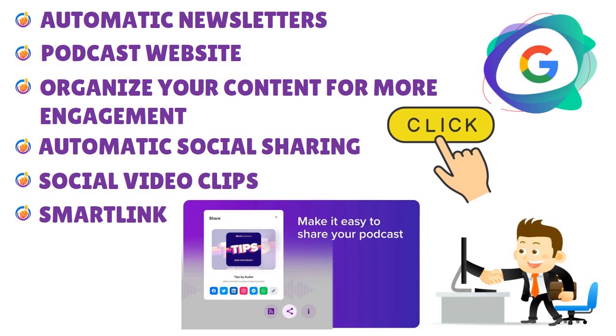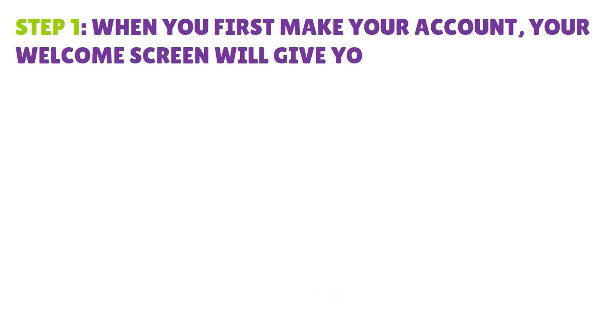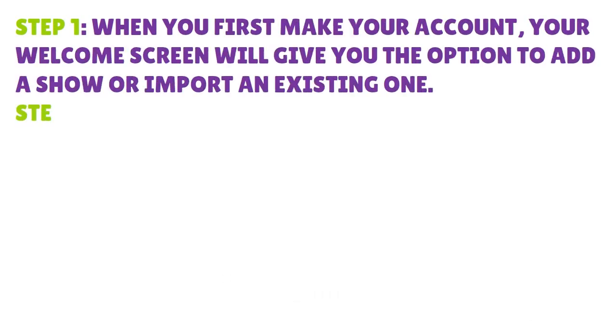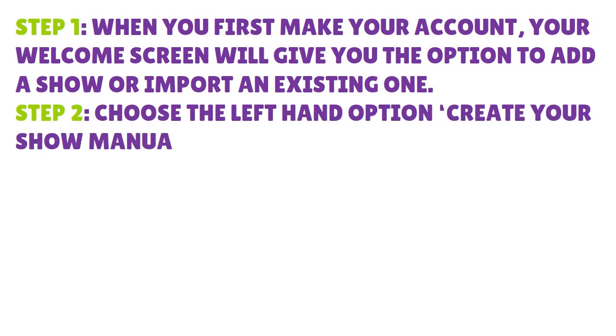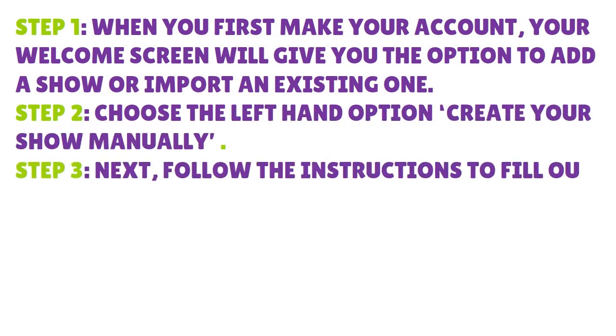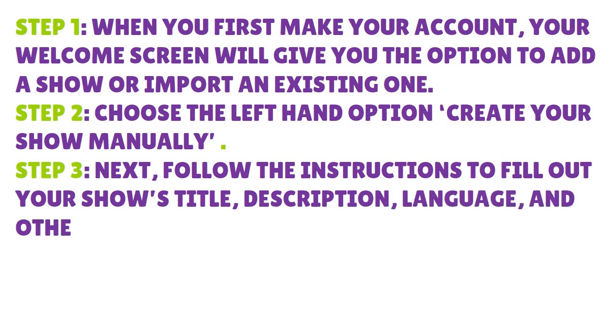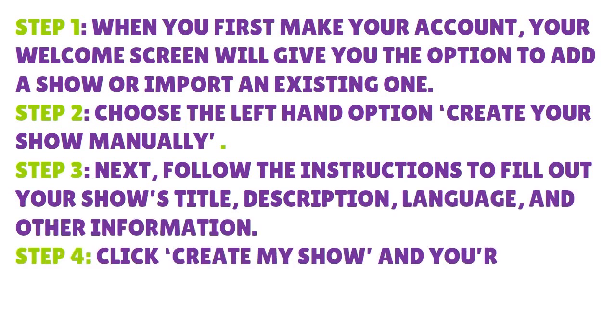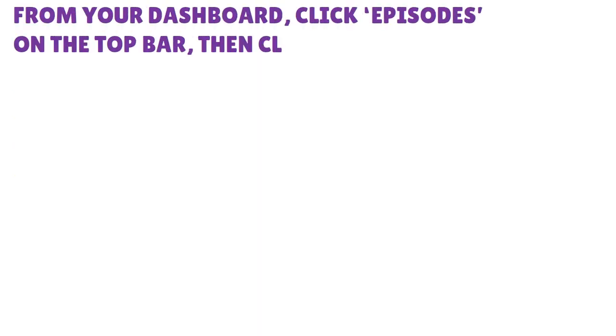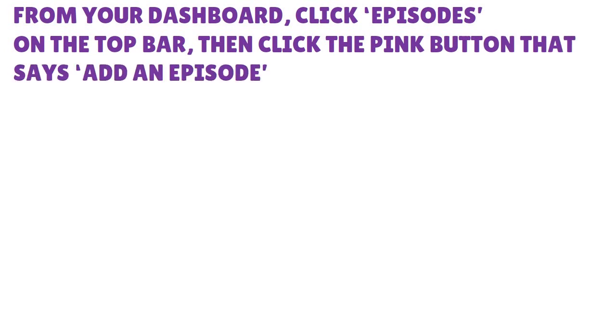Okay, so how do you actually get started with Ausha? How do you actually add a show on Ausha? When you first make your account, your welcome screen will give you the option to add your show or import an existing one. You just click on create your show manually and follow the instructions. This is pretty straightforward, nothing complicated. You can also add an episode on Ausha. On your dashboard, click episodes on the top bar, then click the pink button that says add an episode. Very simple also.